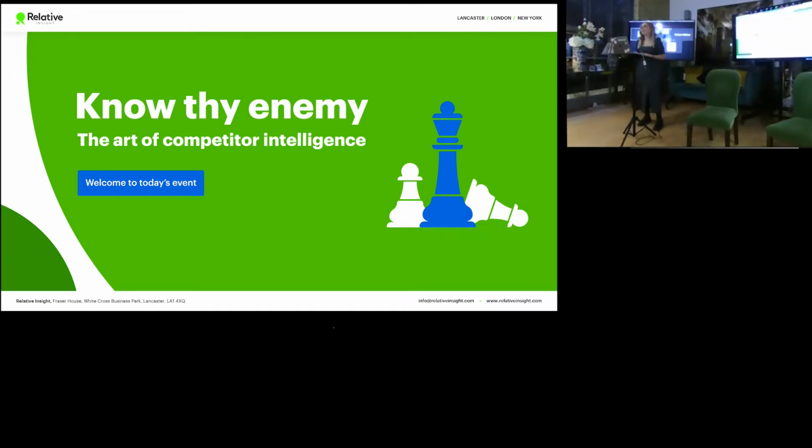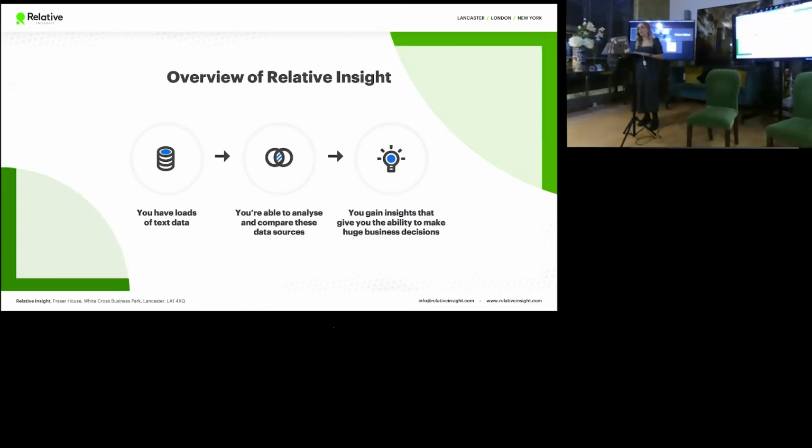For those of you who don't know much about what we do here at Relative, we are a text analytics software platform. So our technology can take 2 or more text sources, compare them, and show you what's different. And then insights from these comparisons provide game-changing business intelligence.